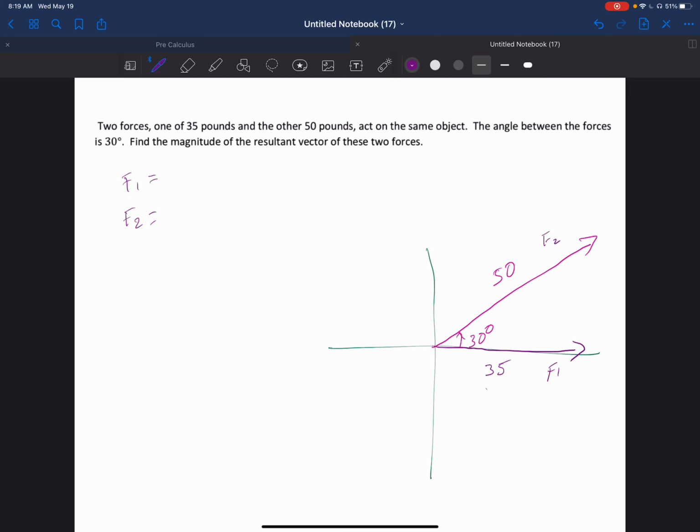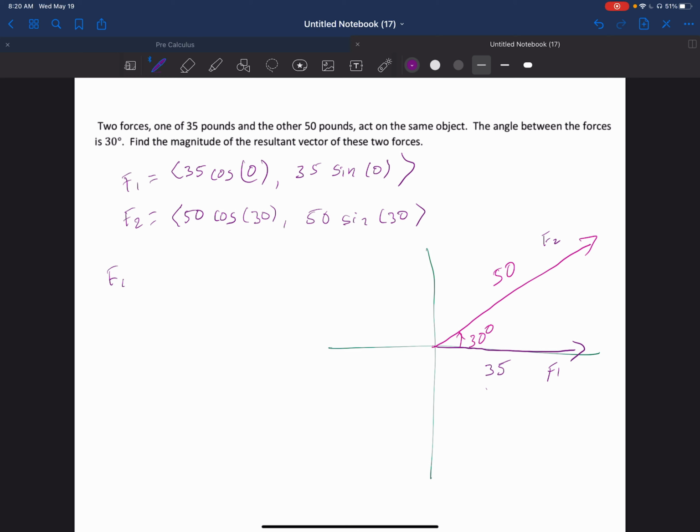So for F1, the magnitude will be 35 times the cosine of 0, like I said, because it's just along the positive x-axis, but you can actually place it anywhere. And then 35 sine of 0. So that will be my first one. For my second one, it's going to be 50 for its magnitude, cosine of the angle of direction, which in this case is 30 because we're just going 30 degrees counterclockwise, comma 50 sine of 30.